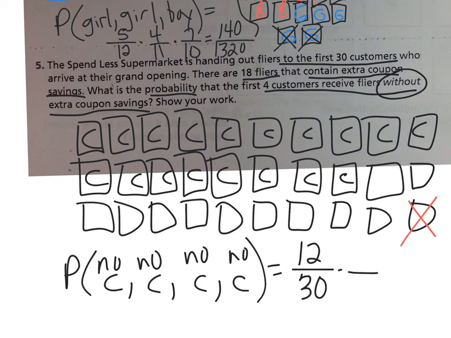Alright, now what's the chance the next person's going to get one? 11 out of 29 that they're going to get one that doesn't have a coupon. Good. And then once that's taken, that one's done. Next person would be 10 out of 28. Good. And then 9 out of 27. Good. Okay.